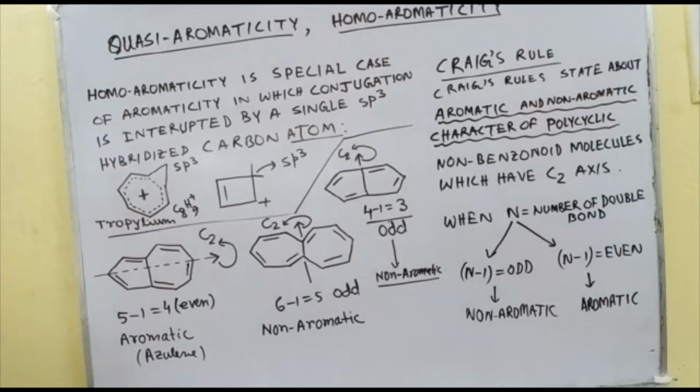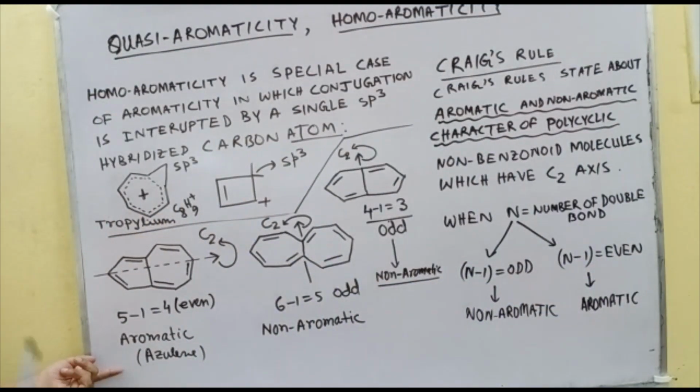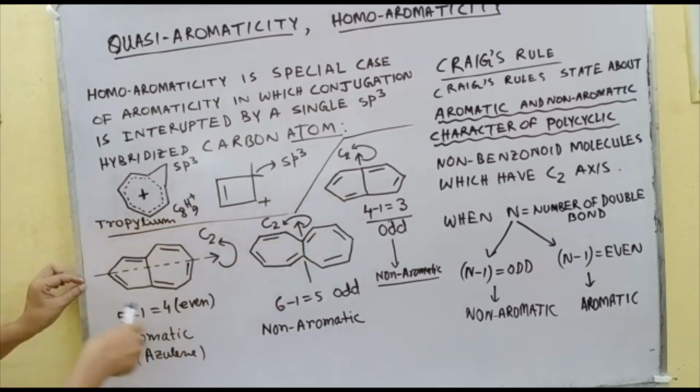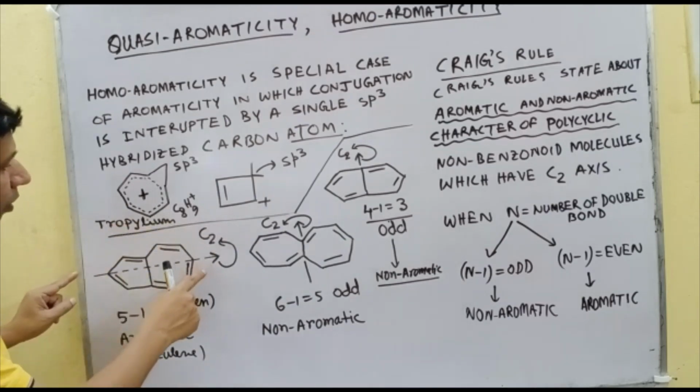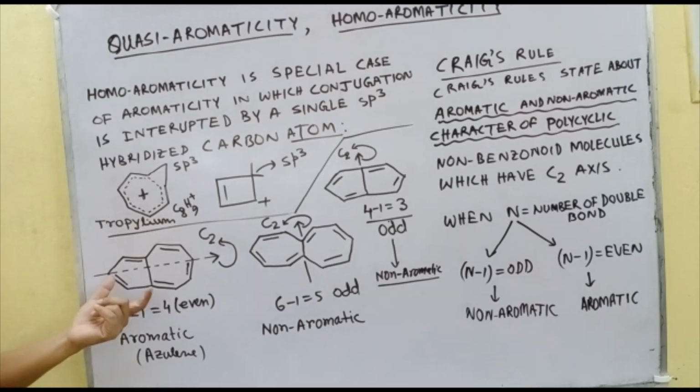Now the condition is that it is polycyclic because there is a cycle. In this compound there are two cycles, one is a 5-member ring, another is a 7-member ring. Total double bonds are 1, 2, 3, 4, 5. So the value of n is 5 here. Minus 1, so it is even. Since n minus 1 is even, this compound is aromatic, and there was another rule: there must be a C2 axis. This compound contains a C2 axis. So this is an aromatic compound, azulene.